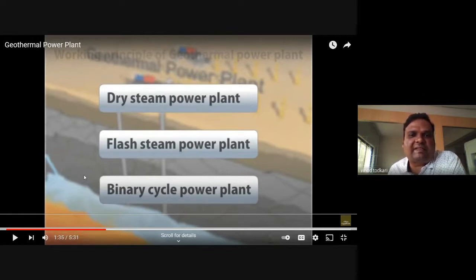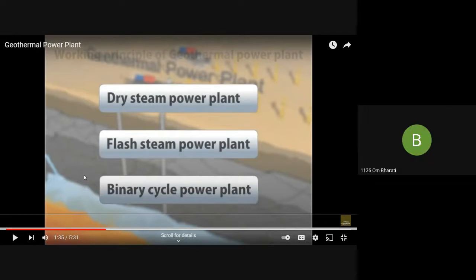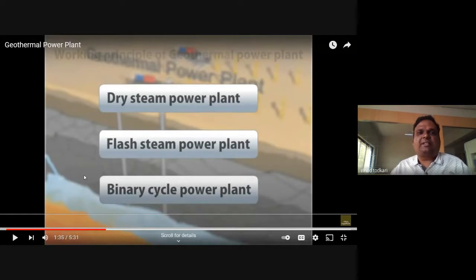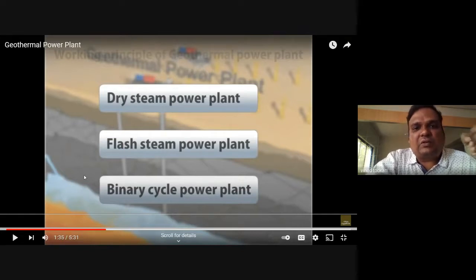When should we go for a dry steam power plant? When the temperature of the liquid is up to 150 degrees. Yes. When the temperature of the geothermal site is above 150 degrees Celsius, that is when there is dry steam, we should go for a dry steam power plant.